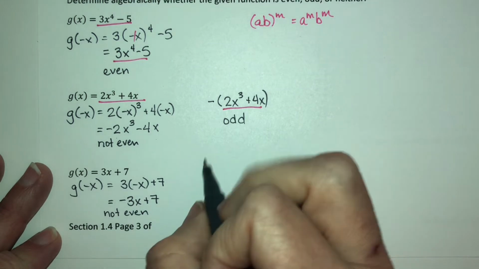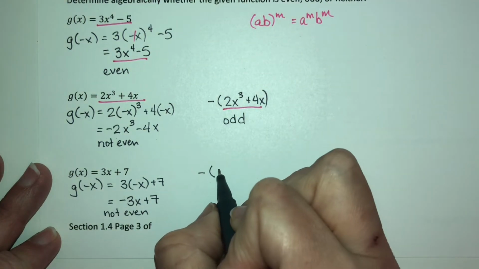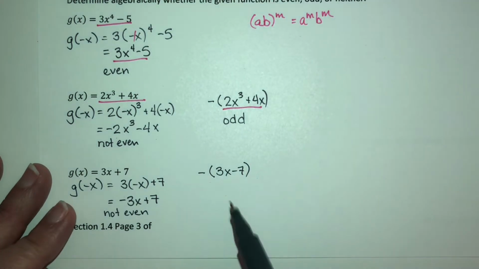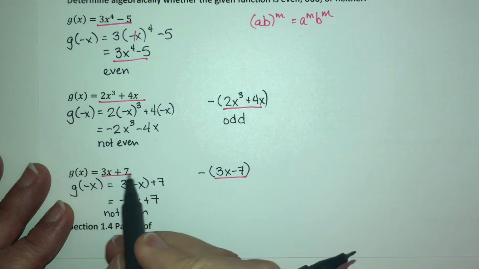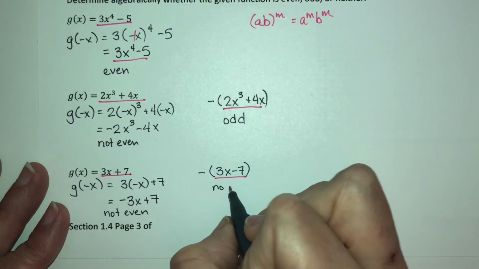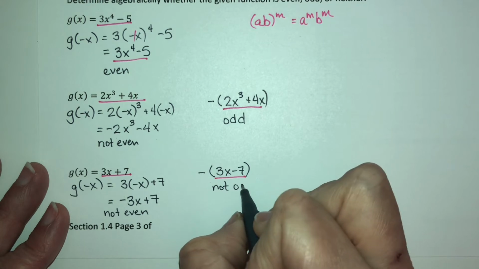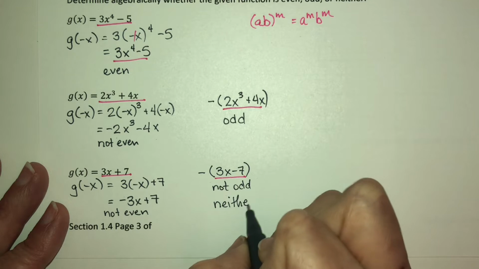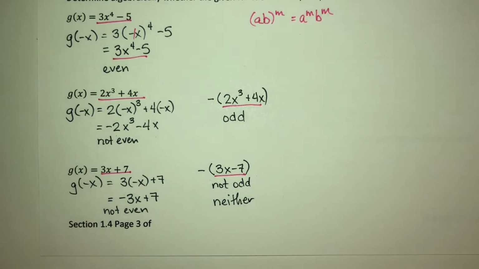So let's try factoring a negative out. That will give me negative, 3x minus 7. Now, is this the same as this? That's still no. So this one is also not odd. So this is neither. It's not even, it's not odd.